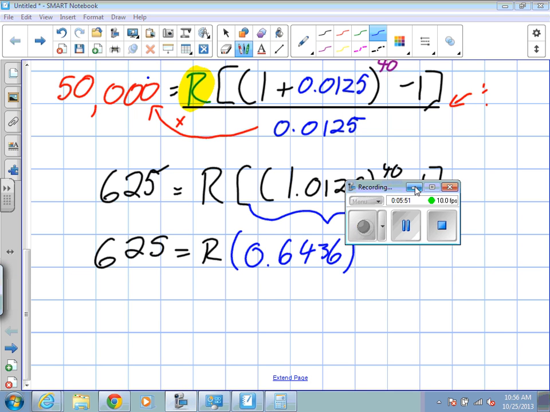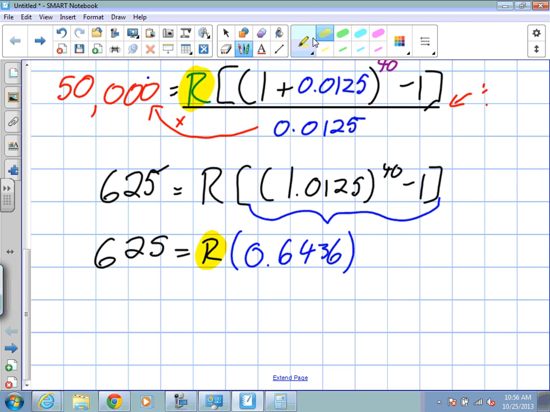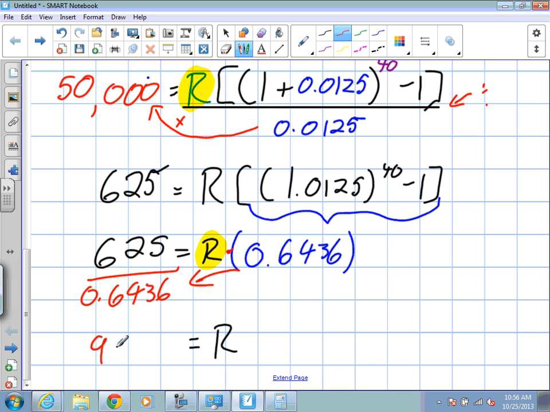Okay, so we simplified this part. And our goal is still to isolate R. So to move this over, because this is multiplication, we end up with division. We'll get 625 divided by 0.6436. Once we divide 625 by this value, it'll tell us what our regular payments needed to be. So 625 divided by 0.6436, $971.10. That's it? $971.10.